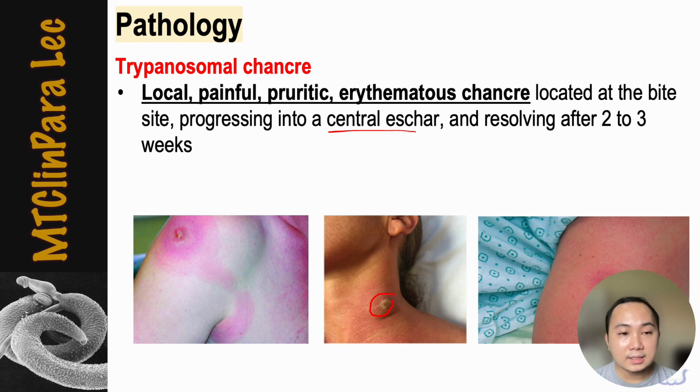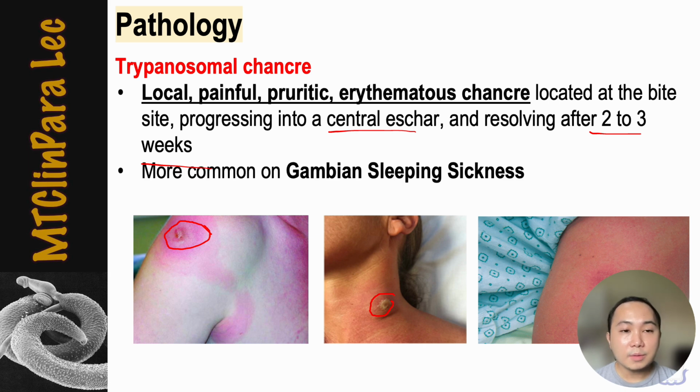So there is a central crater surrounding the bite site, which resolves at around 2 to 3 weeks. This is usually acute in appearance, and depending on the immune state of the patient, it may resolve on its own. So these trypanosomal chancres are more common in Gambian sleeping sickness or African sleeping sickness.